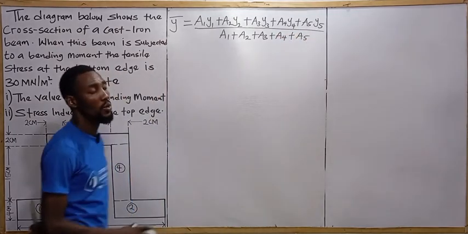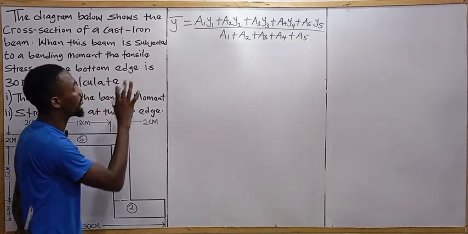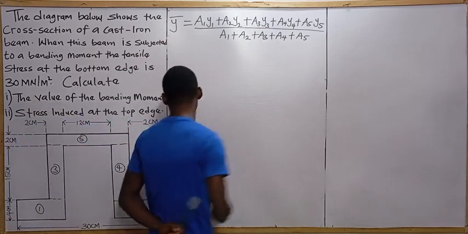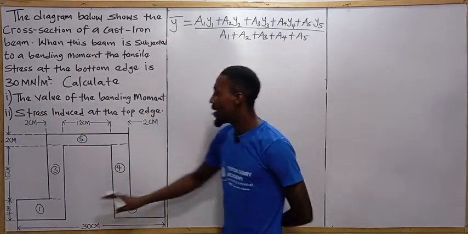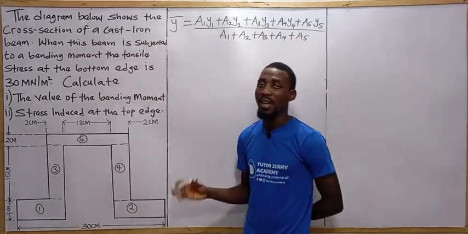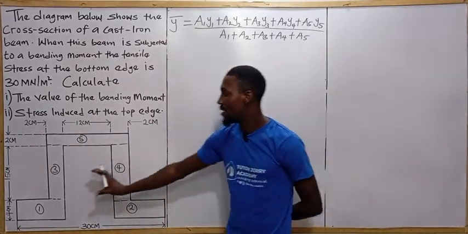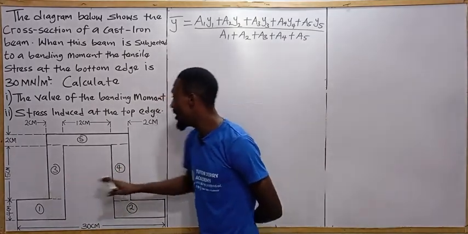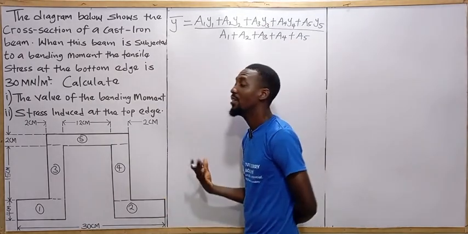All right. So the next thing we are going to do now is to calculate the area of the first rectangle. You are going to agree with me that the first rectangle and the second rectangle are the same because they have the same length and breadth. Similarly with rectangles 3 and 4. So that makes our work very easy.